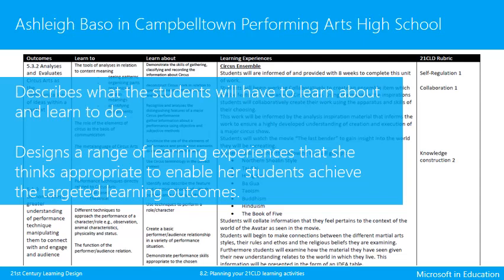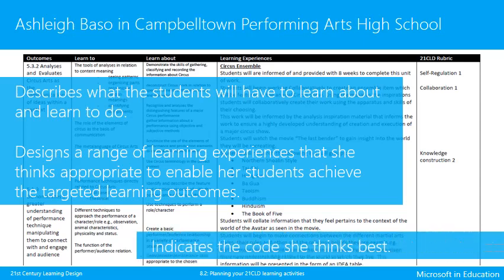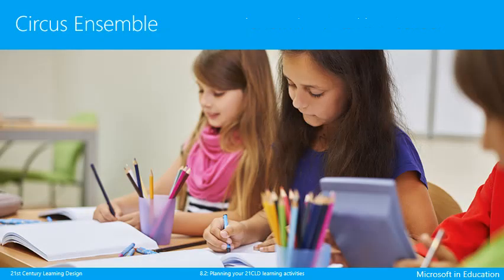Ashley is very familiar with the 21CLD rubrics and has been using them for some time in her planning. As you can see, Ashley is incorporating aspects of collaboration, skilled communication, self-regulation, knowledge construction and the use of ICT for learning. If you examine Ashley's document, you will see that the Circus Ensemble activity is an 8-week unit of work. Planning a unit of work over such a time frame enabled Ashley to incorporate multiple dimensions.